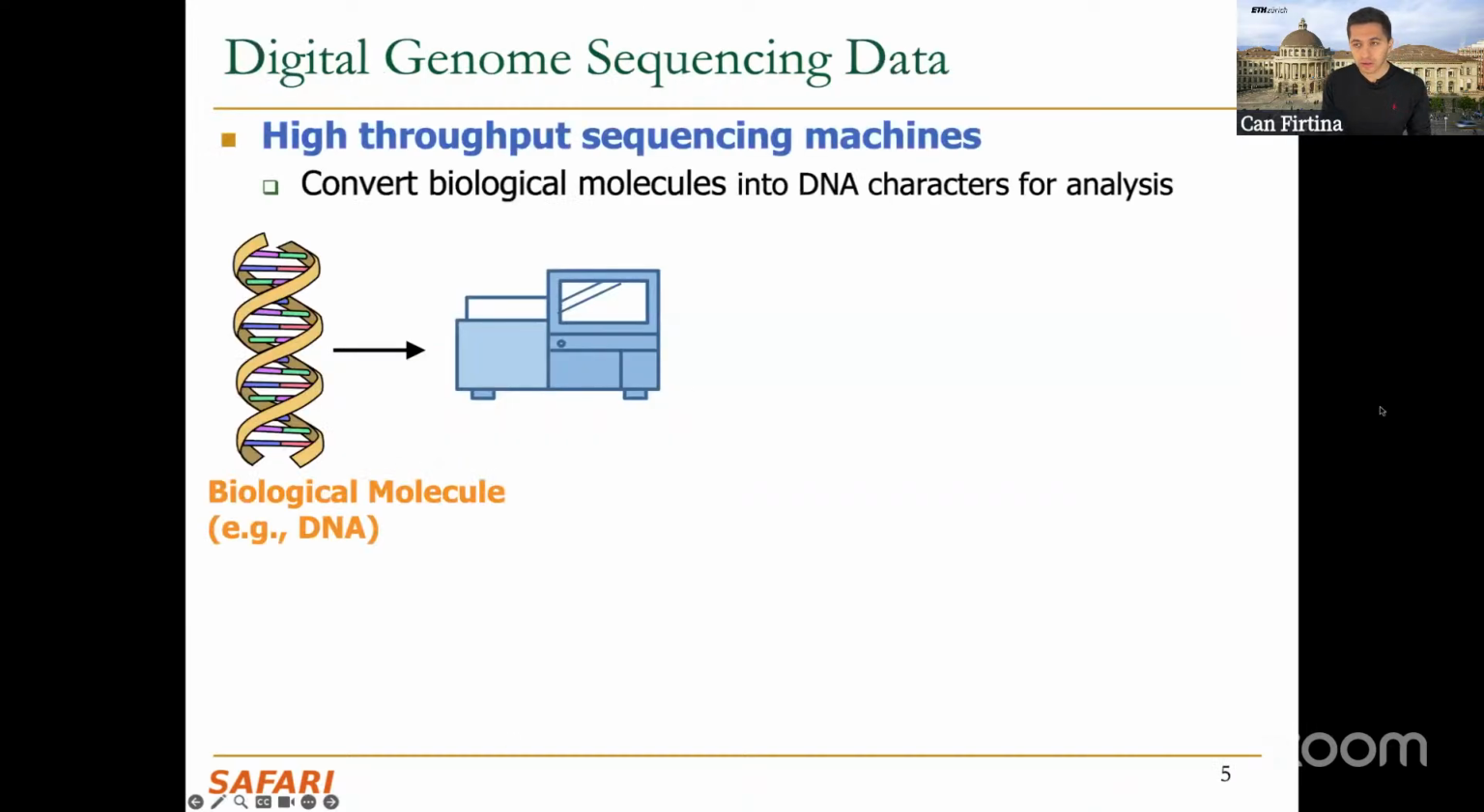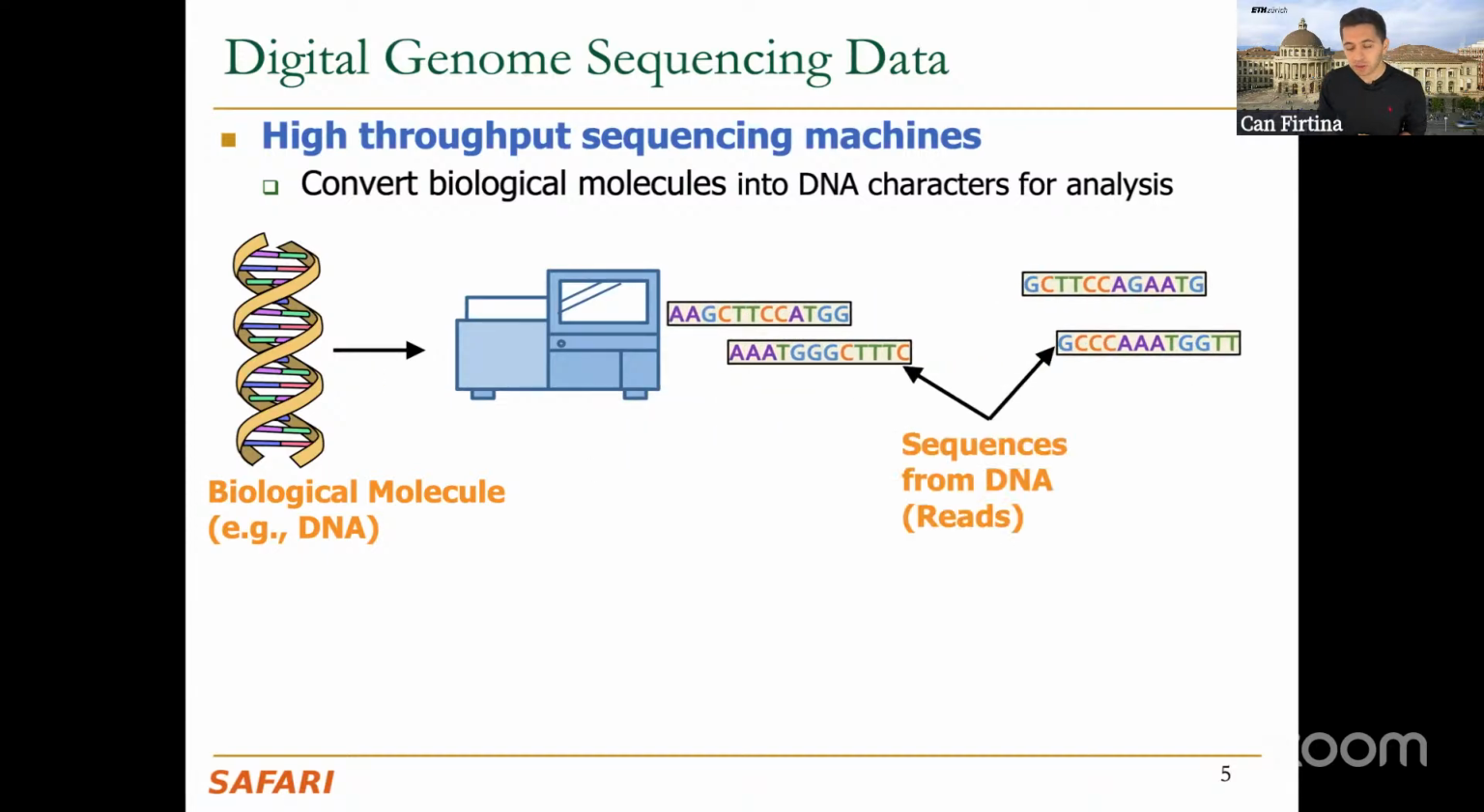So let's start with a high-level picture of how this conversion looks. We have these high-throughput sequencing machines. These are machines that can look like this, or there are other types of machines. But essentially what they do is they take a biological molecule, maybe DNA or RNA, as input. And as output, they generate fragments of DNA sequences that we call reads. We're going to be using the term read a lot throughout this course.